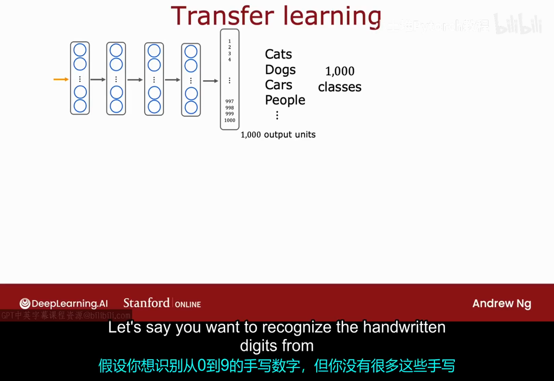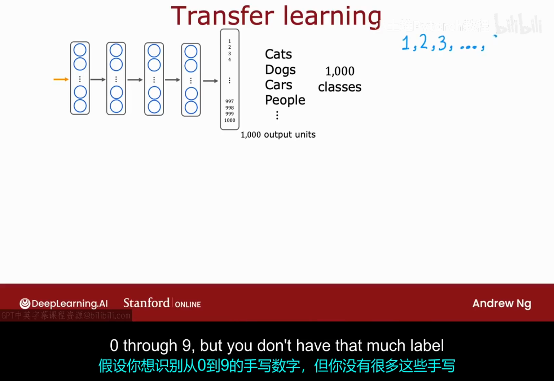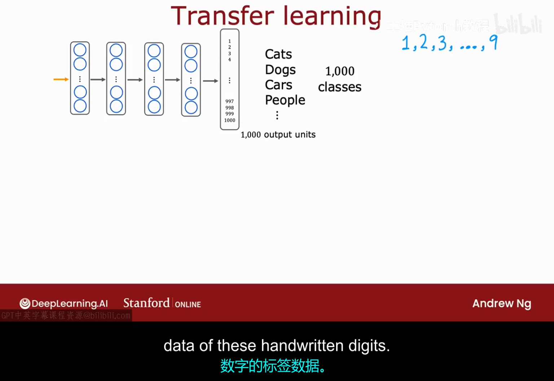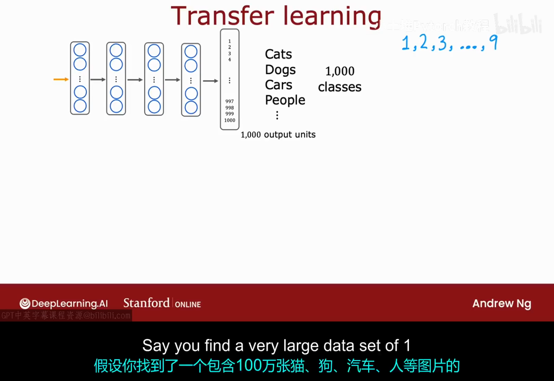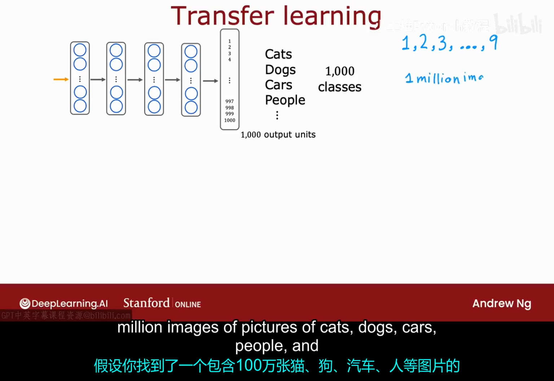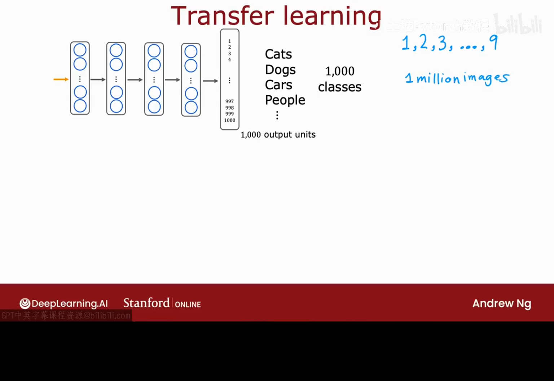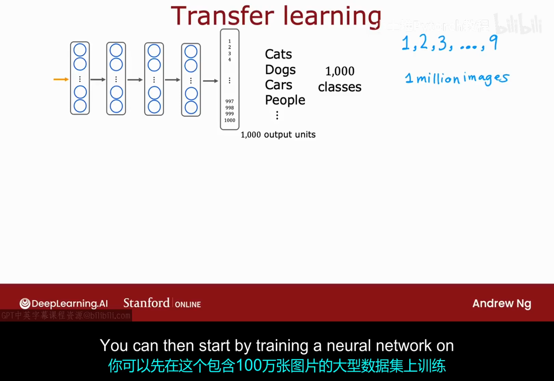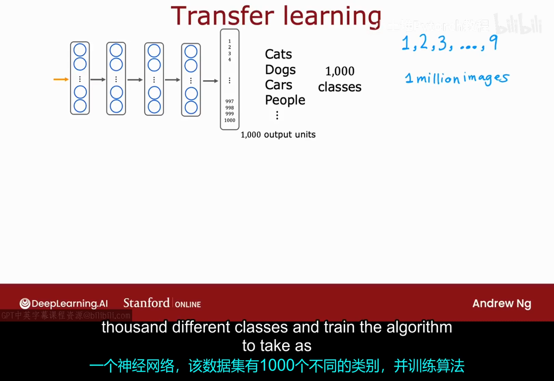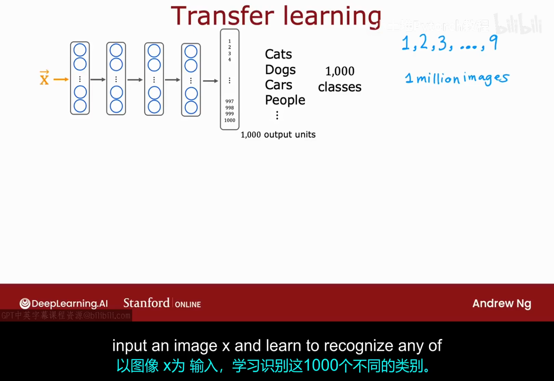So here's how transfer learning works. Let's say you want to recognize the handwritten digits from 0 through 9, but you don't have that much labeled data of these handwritten digits. Here's what you can do. Say you find a very large data set of 1 million images of pictures of cats, dogs, cars, people, and so on, 1,000 classes. You can then start by training a neural network on this large data set of 1 million images with 1,000 different classes and train the algorithm to take as input an image X and learn to recognize any of these 1,000 different classes.